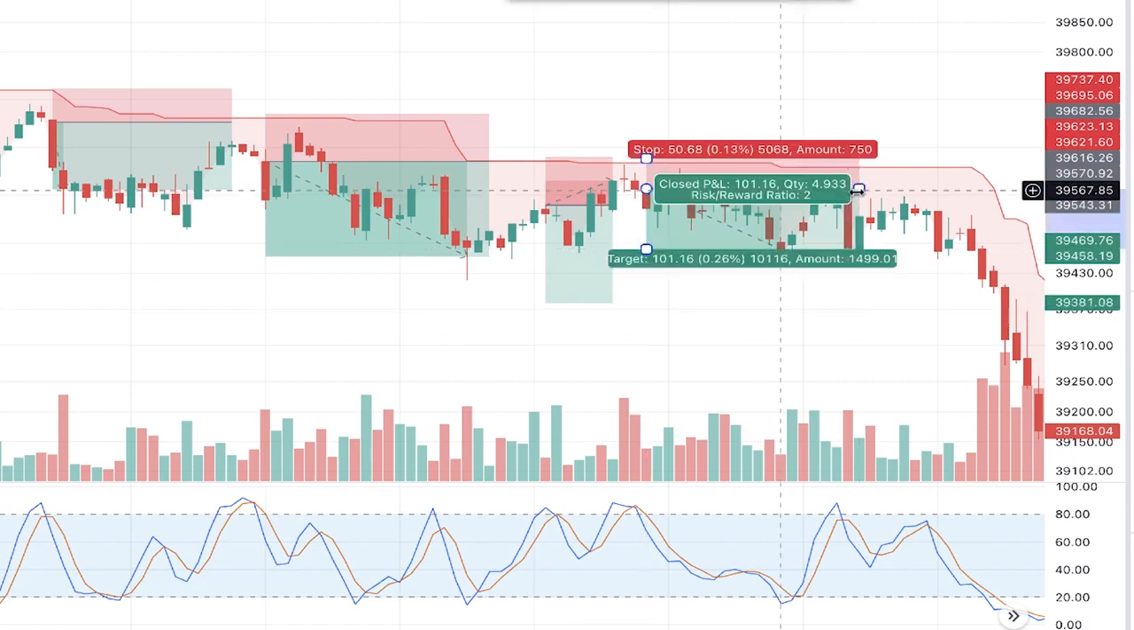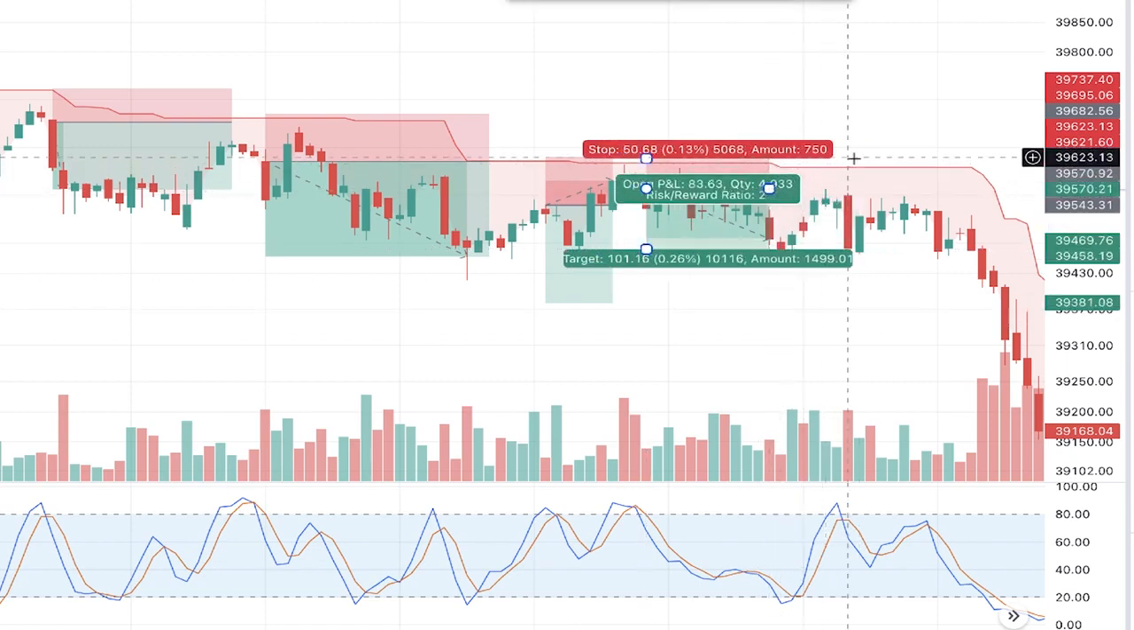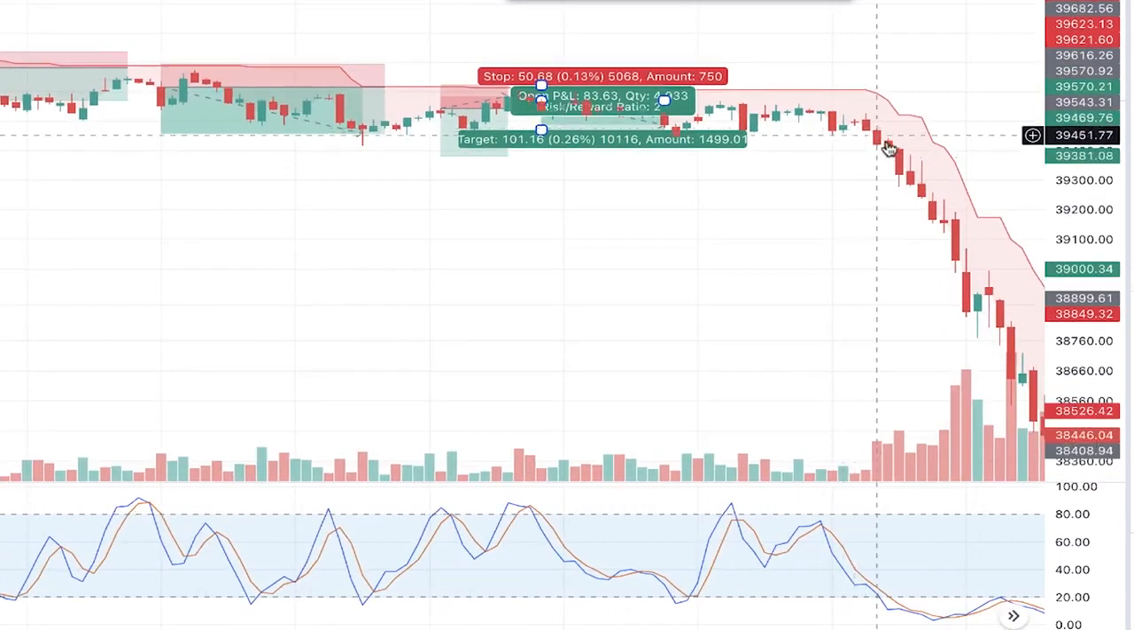And another one could be here at this point. And this downside move is continuing, as you can see.